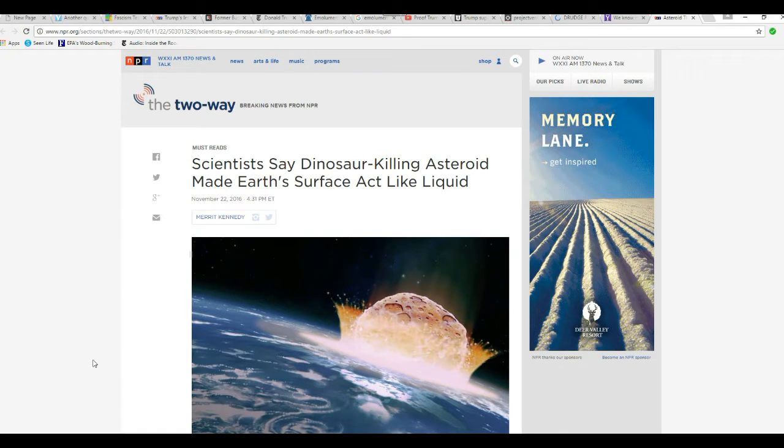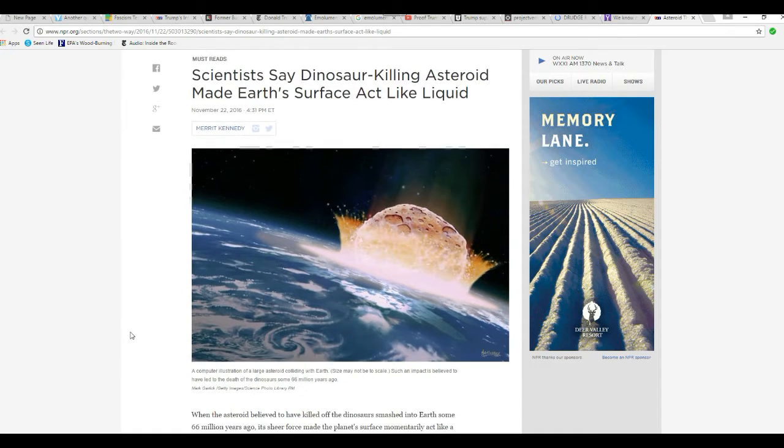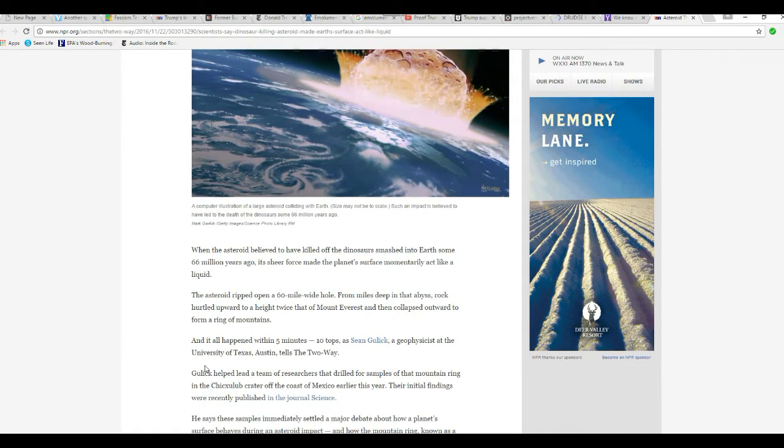You gotta consider the source on this one. The source is NPR. But this isn't a political story, so. Anyway, this is the latest asteroid-killed-the-dinos theory. It'll be replaced by something else next week, probably.